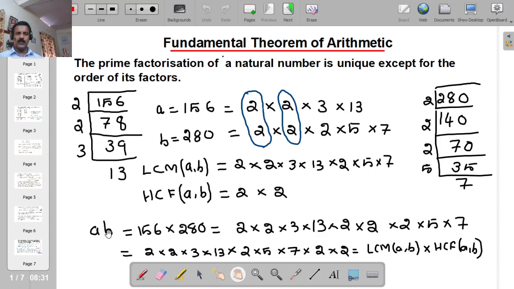That is, product of A and B is equal to LCM of A and B times the HCF of A and B. As I have said, in the product of A and B, the HCF, that is 2 times 2, is getting multiplied 2 times. But in the calculation of LCM, the common prime factors, that is HCF, need to be multiplied only once. So product of A and B is equal to LCM of A and B times the HCF of A and B.